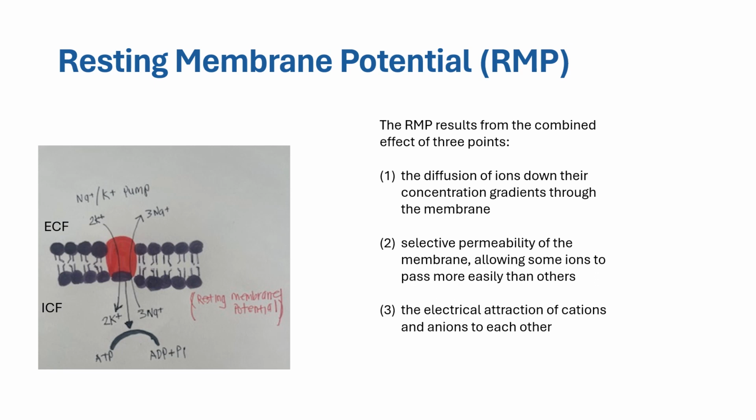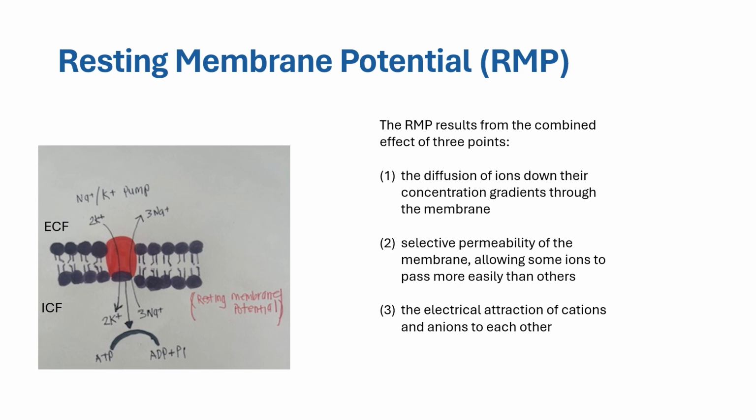Potassium diffusion out of the cell, positive sodium diffusion in, and the sodium-potassium pump continually offsetting this ion leakage. The resting membrane potential results from the combined effect of 3 points.